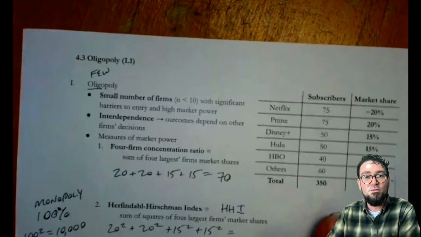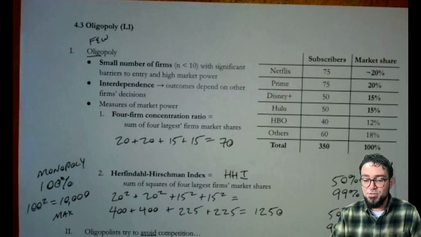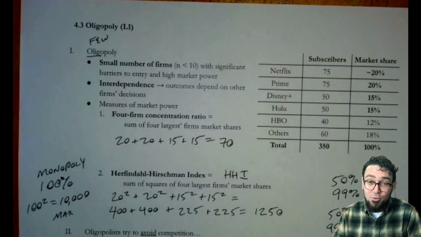So this gives you the big overview of oligopoly. I hope it helped you understand what the market structure is and how we can tell what it is using market measures.